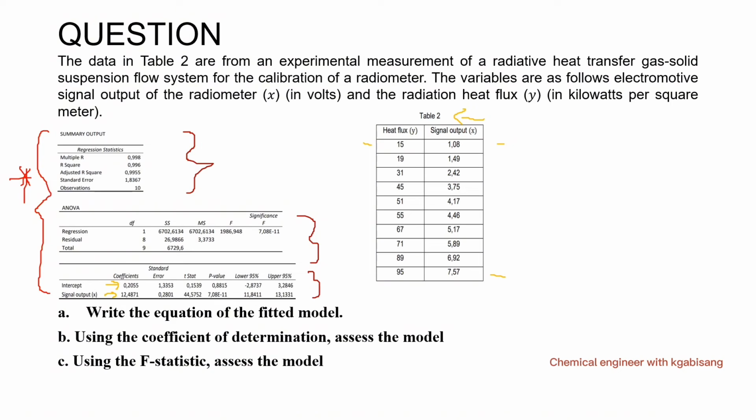To answer B, the coefficient of determination to assess the model, we are going to look at our R squared. We could also look into our adjusted R squared and R to assess the model fitness, but they say to use the coefficient of determination, that is R squared. And using the F statistic, keep in mind our F value and our P value as we answer the question.